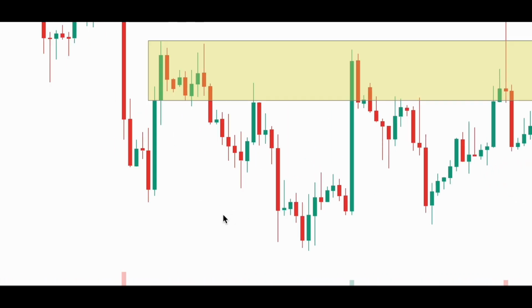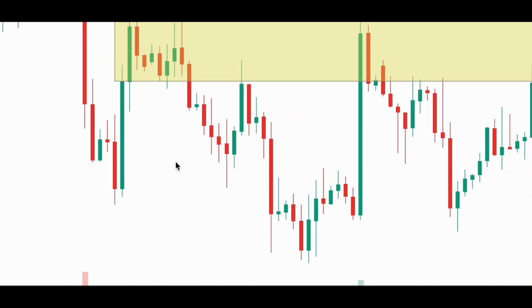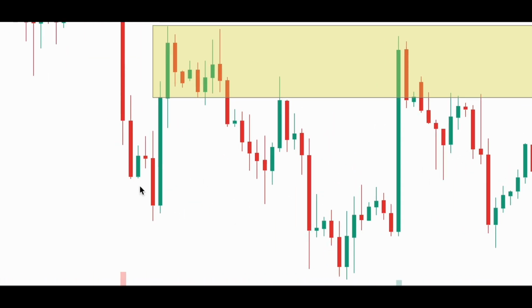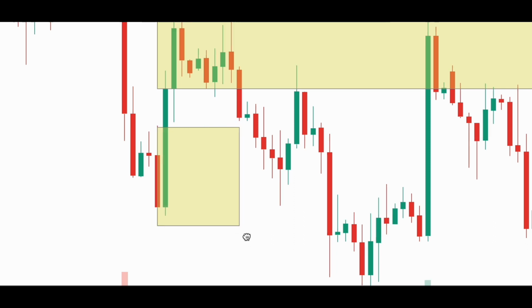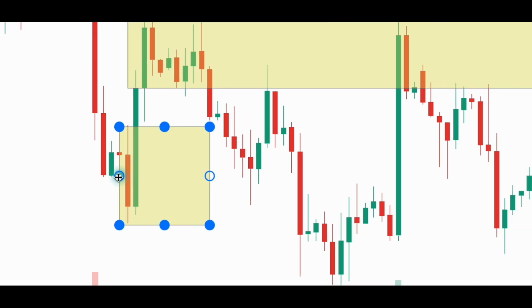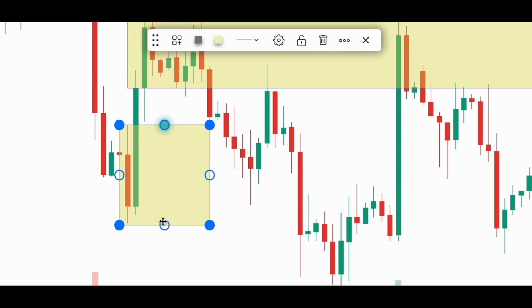And for the demand zone, same as well. Right, so this is one of the demand zone of a drop base rally. Can you see? Drop base rally. So this should be the whole candles for this demand zone. But the zone somehow was too big.